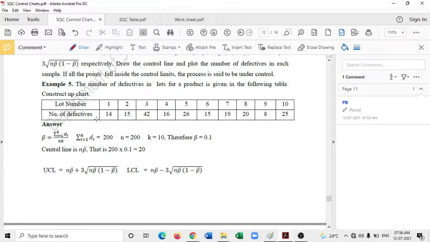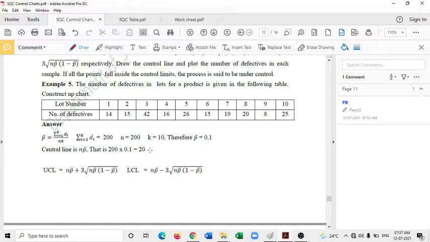So here P bar is equal to the number of defectives, that is sigma di, 200, and k is 100. N is the number of items in each subgroup. So therefore it is NP bar, that is 200 into 0.1, 20. So 20 is the central line, that is NP bar.